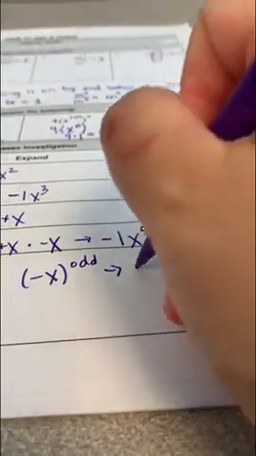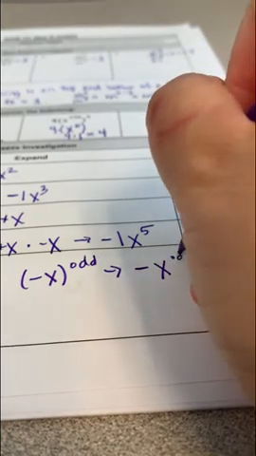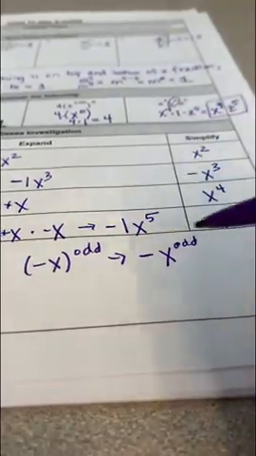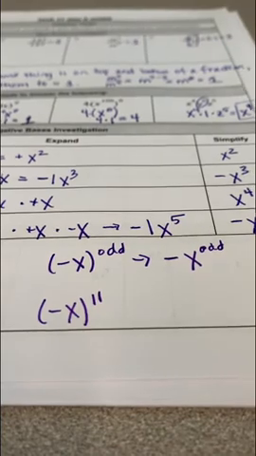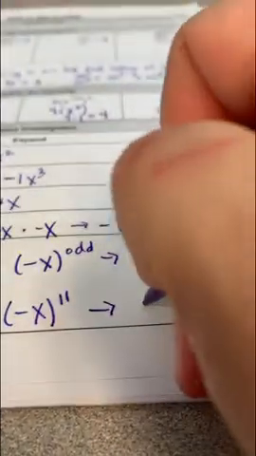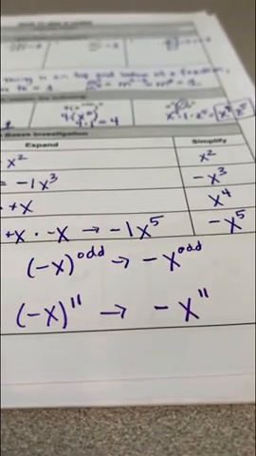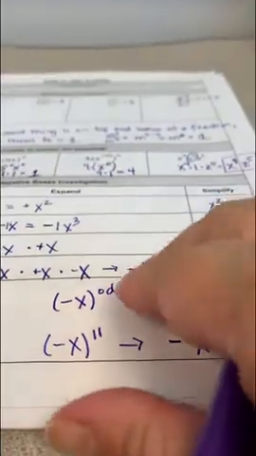Then we have negative x to an odd power. This ends up being negative x to whatever power that is. So always look at whether they're even or odd powers. So if I had negative x to the 11th, this would be a negative x to the 11th there. Again, feel free to pause at any time.